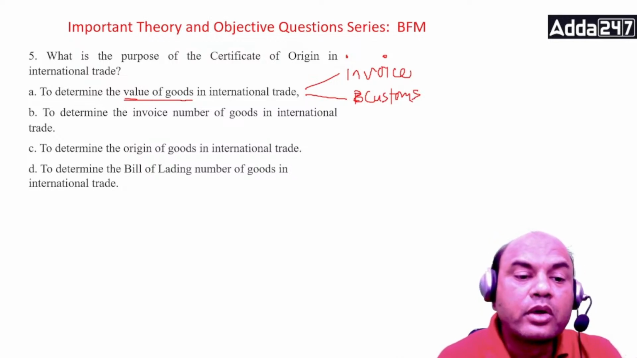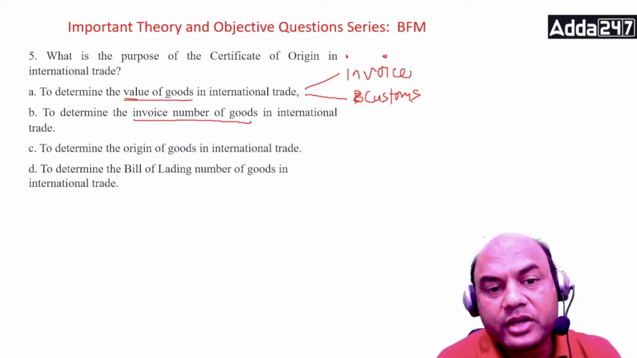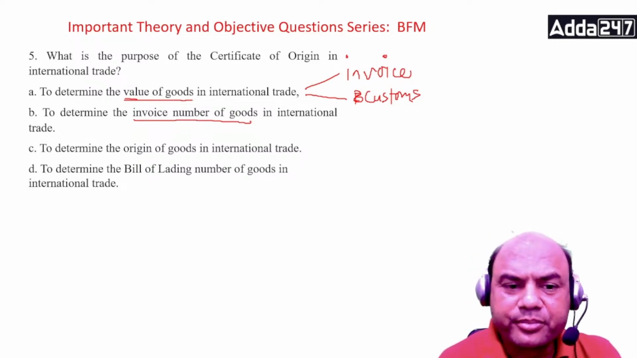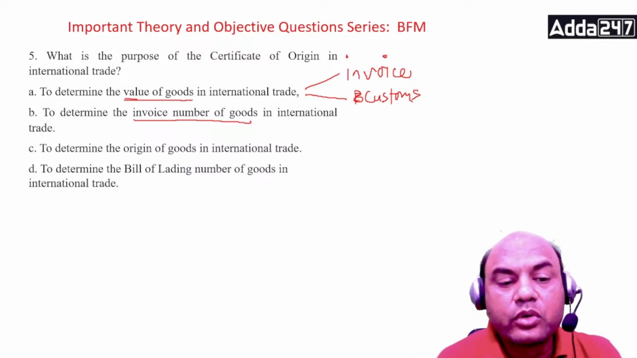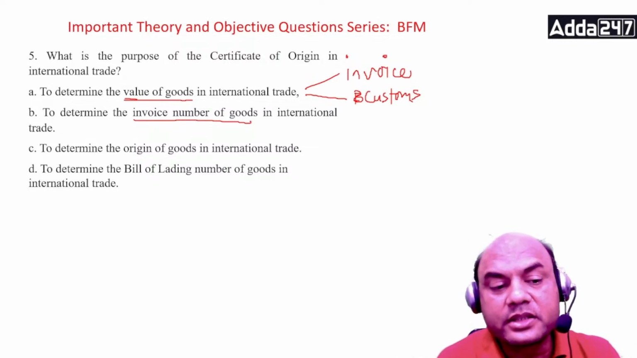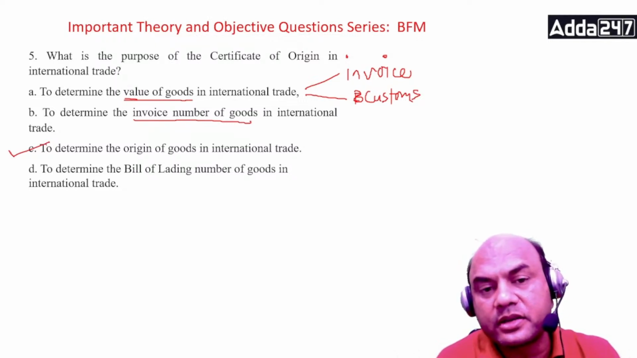Okay, to determine the invoice number of the goods. So a certificate of origin is not required for determining the invoice number. You can directly see it on the invoice itself. To determine the origin of goods in international trade, this is very important, and this is the answer.